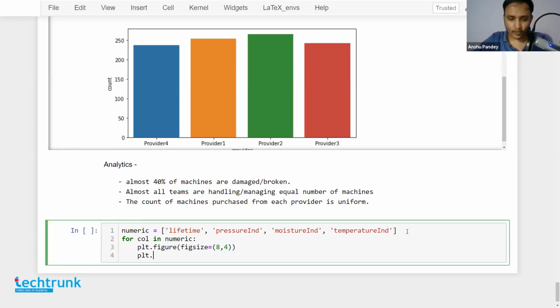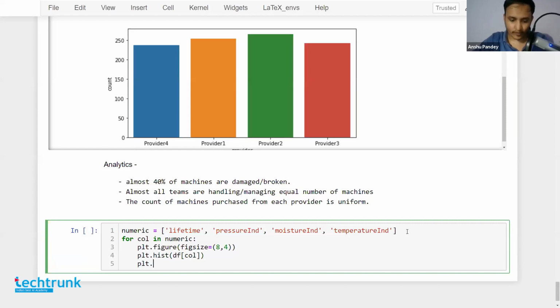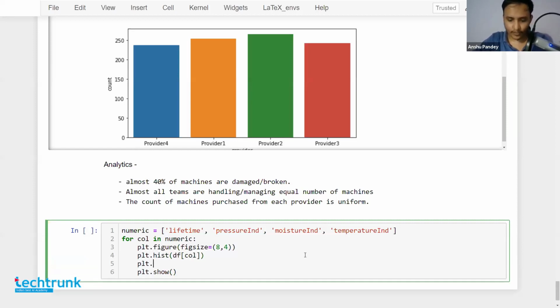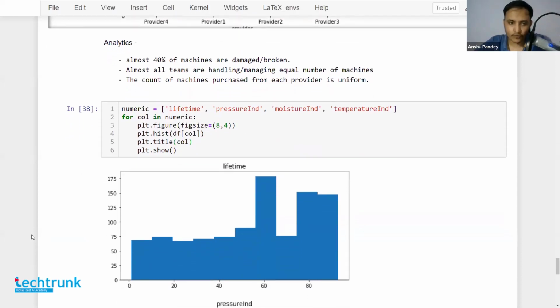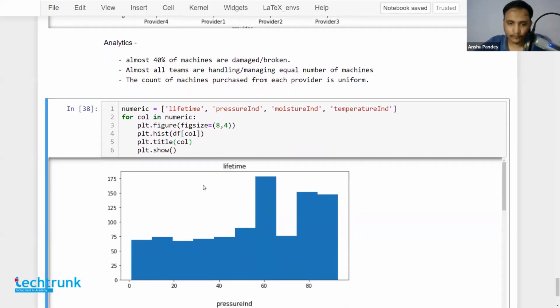So plt.hist, we can say df of col, then plt.show. We can put a title as well, plt.title of col. So these are the columns which we are looking at. And now if you look at numeric, the first graph is lifetime.